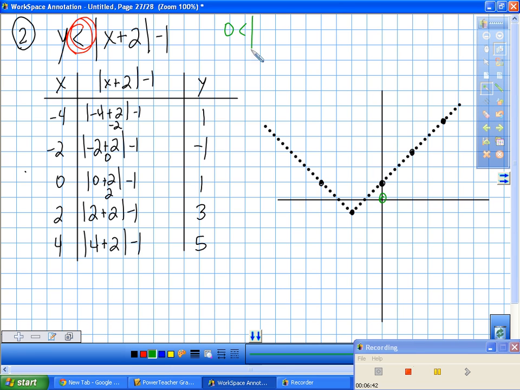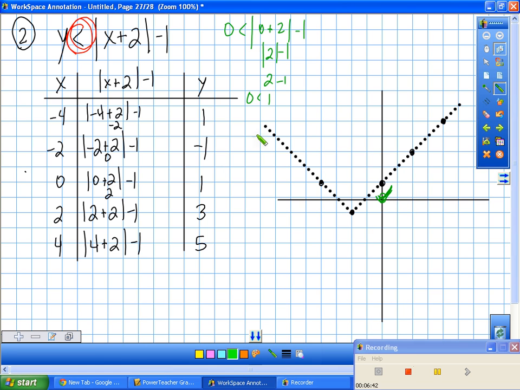0 is less than the absolute value of 0 plus 2, minus 1. The absolute value of 0 plus 2 is 2. The absolute value of 2 is 2, minus 1. 2 minus 1 is 1. Is 0 less than 1? Yes, this is true. So we want to include all of the values below our V and not include the values above the V.